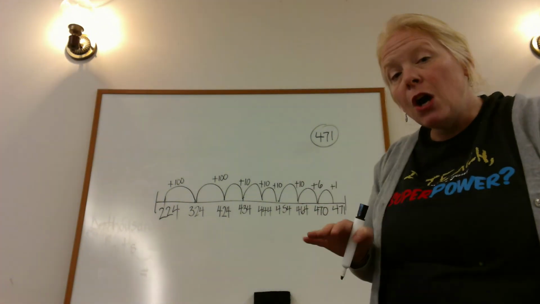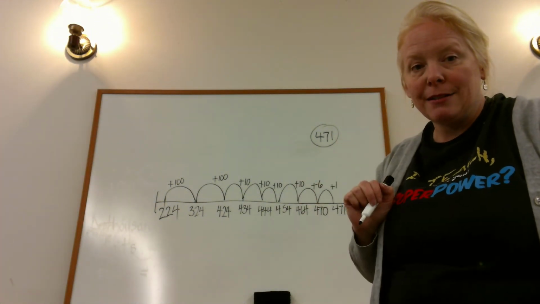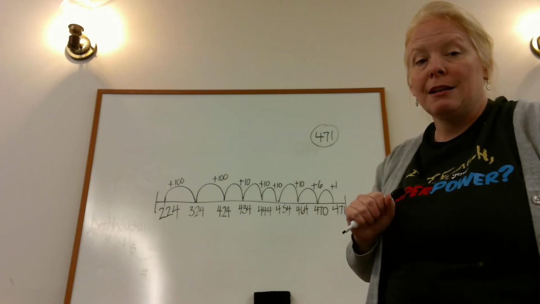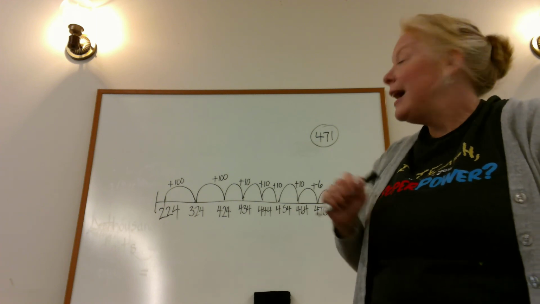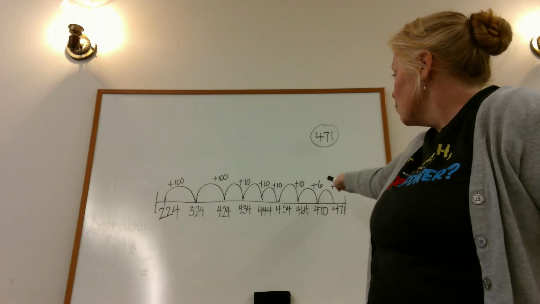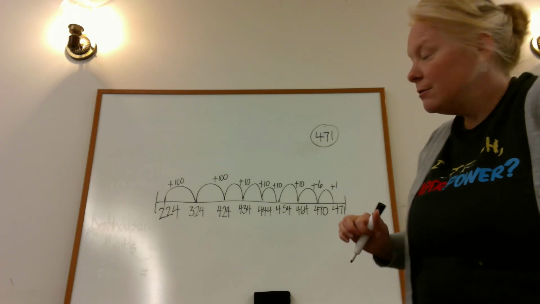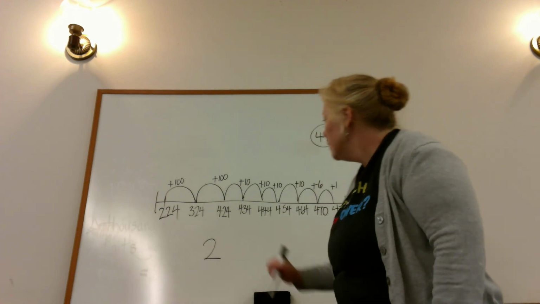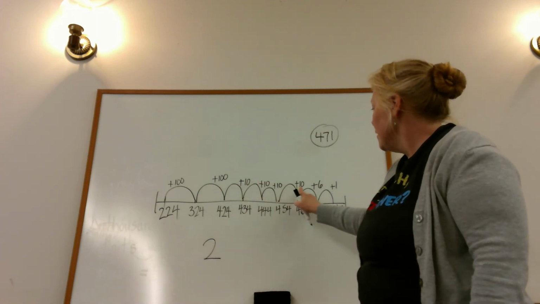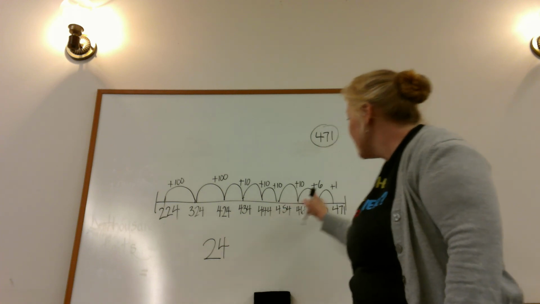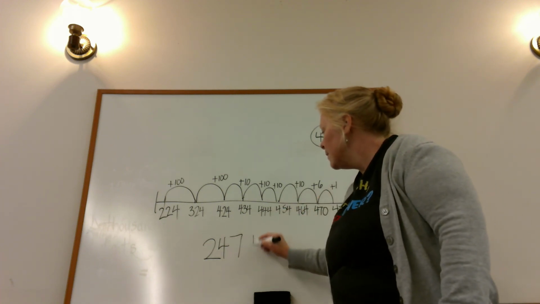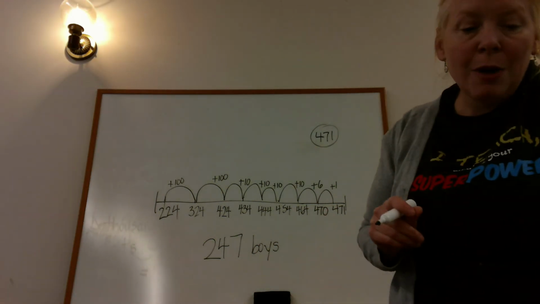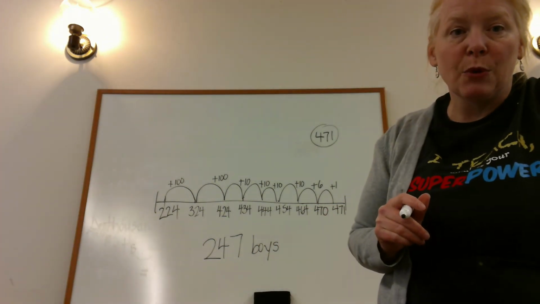So what I need to know is how many boys are at the parade. Okay, we had our girl number, we had the total number, and we were looking for the number of boys. In order to get the number of boys, I need to look at my answer that's right here. It's on top of the jumps. 100 plus 100 is 200. 10, 20, 30, 40. And now my ones, 7. So that means that there are 247 boys in the parade.